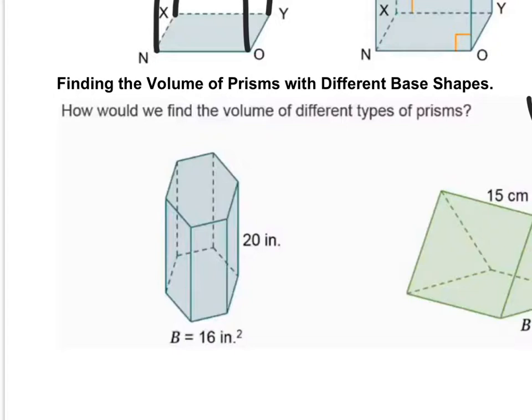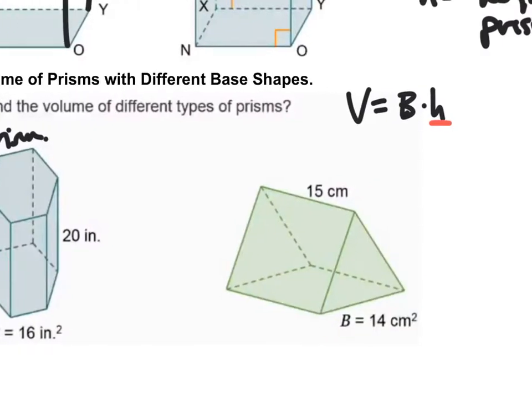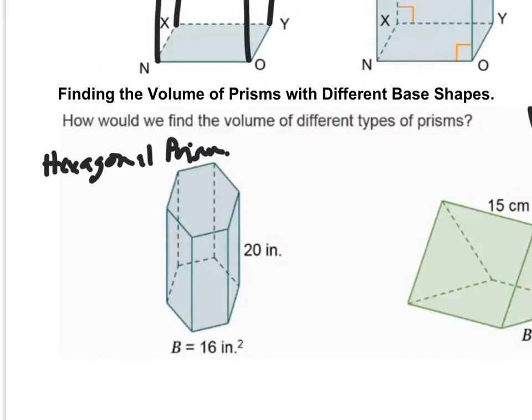prism over here, the base shape is a hexagon. So this is a hexagonal prism. My base, I'm going to denote in blue, and I'm going to outline that. So my base area is this figure here, and that area is 16 inches squared. Then my height is this length here, which is 20 inches.